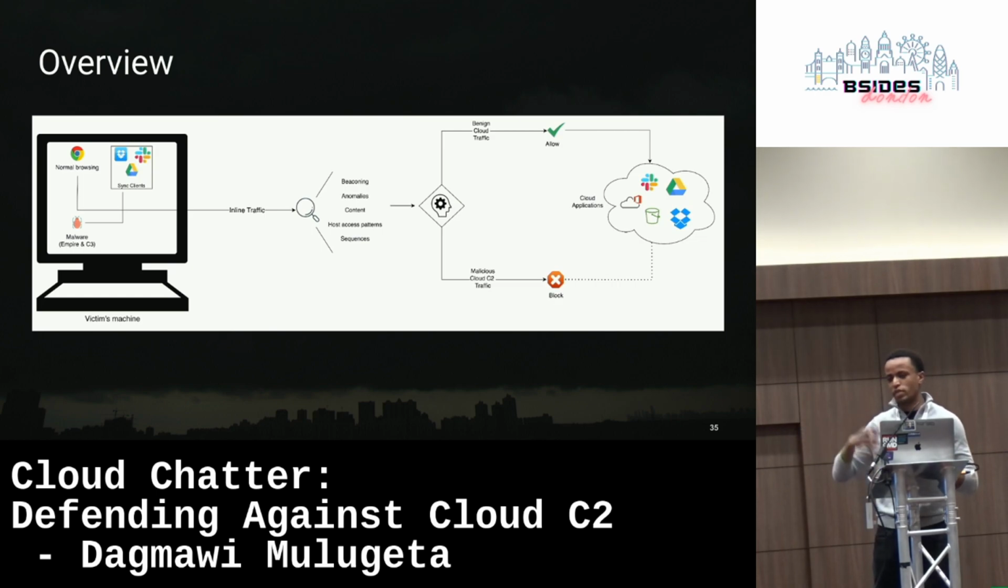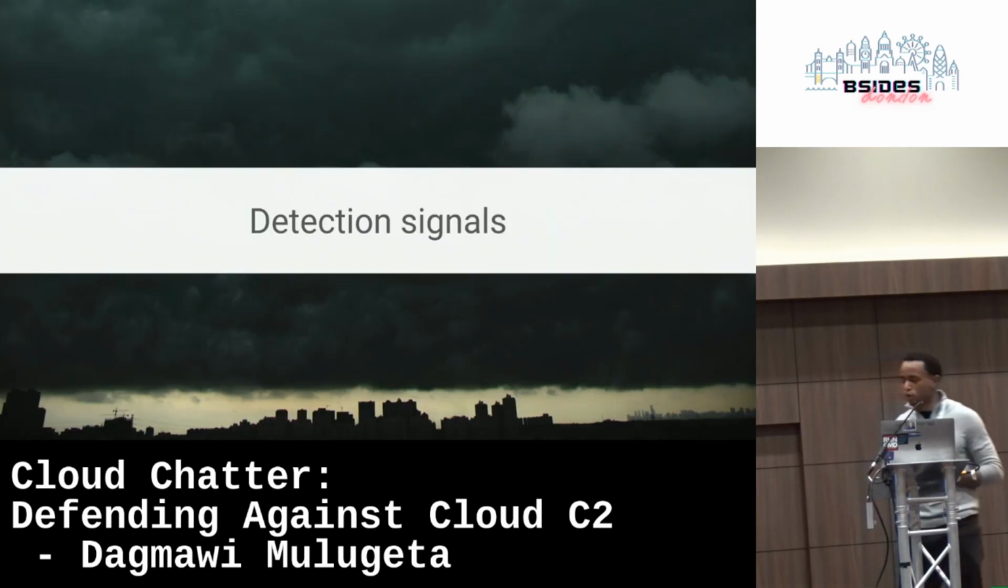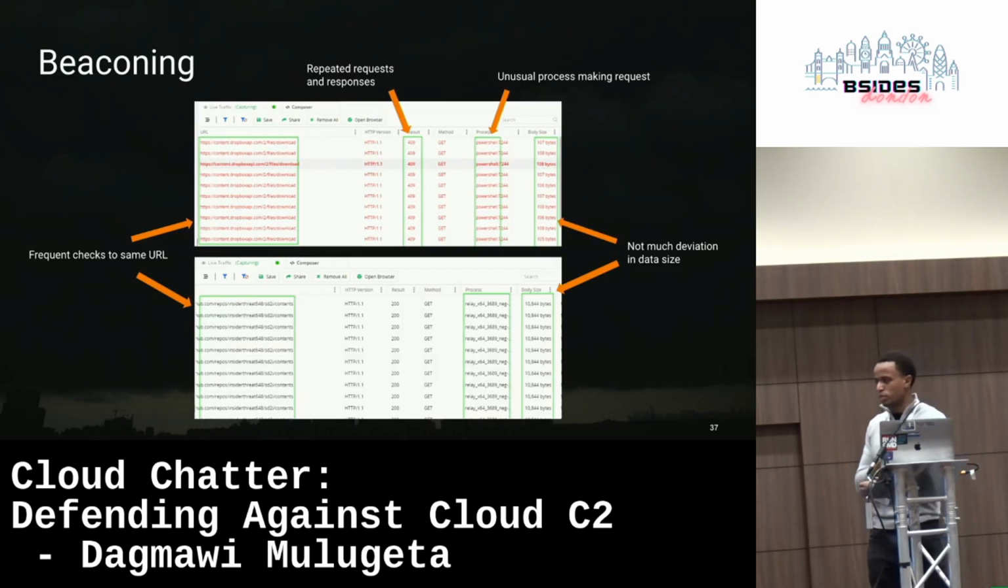So we're going to look at the traffic and extract a set of signals that we're going to use to decide: is this okay to let out to the internet or not, right? Cool. So what are these signals that we just briefly talked about? The first set of signals gives us information around beaconing.